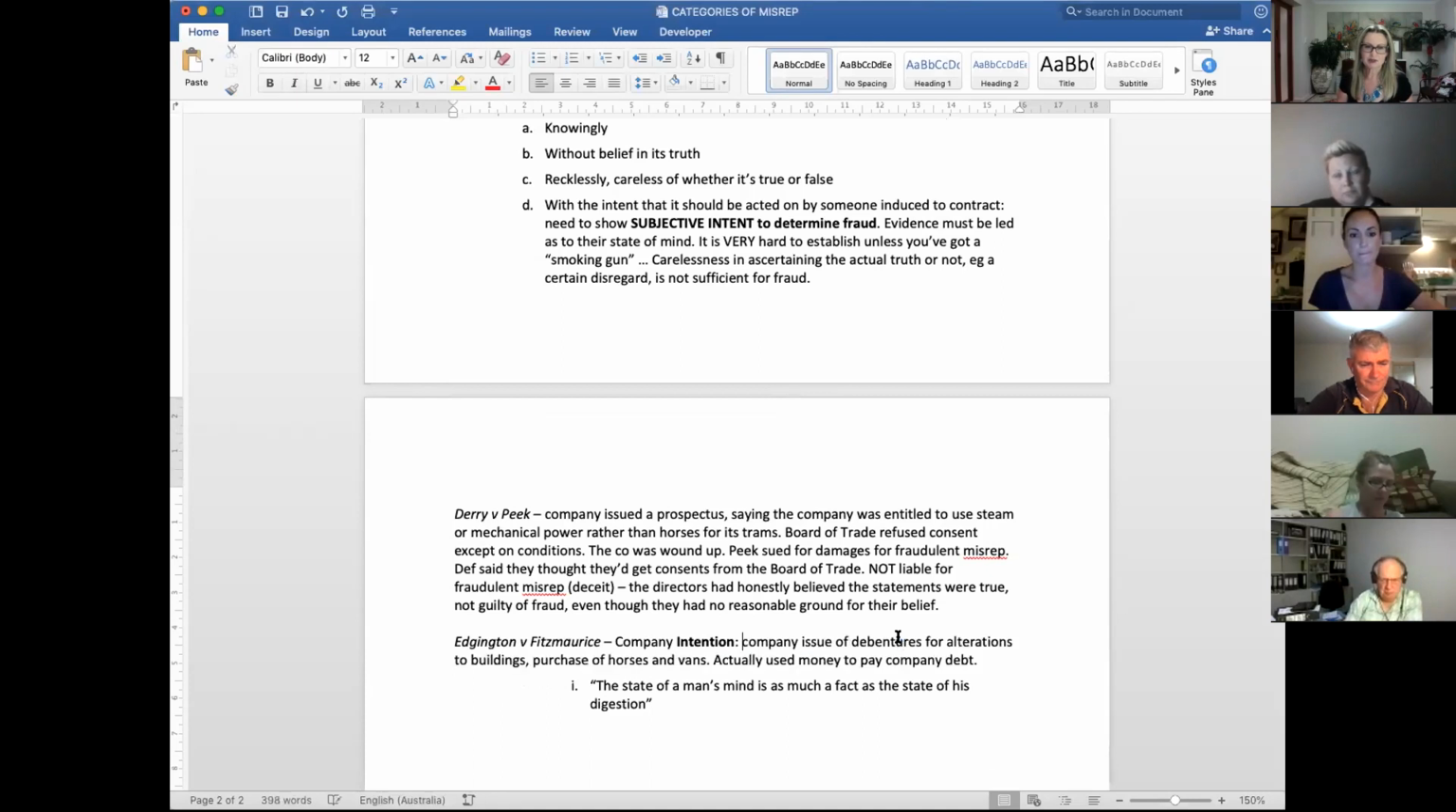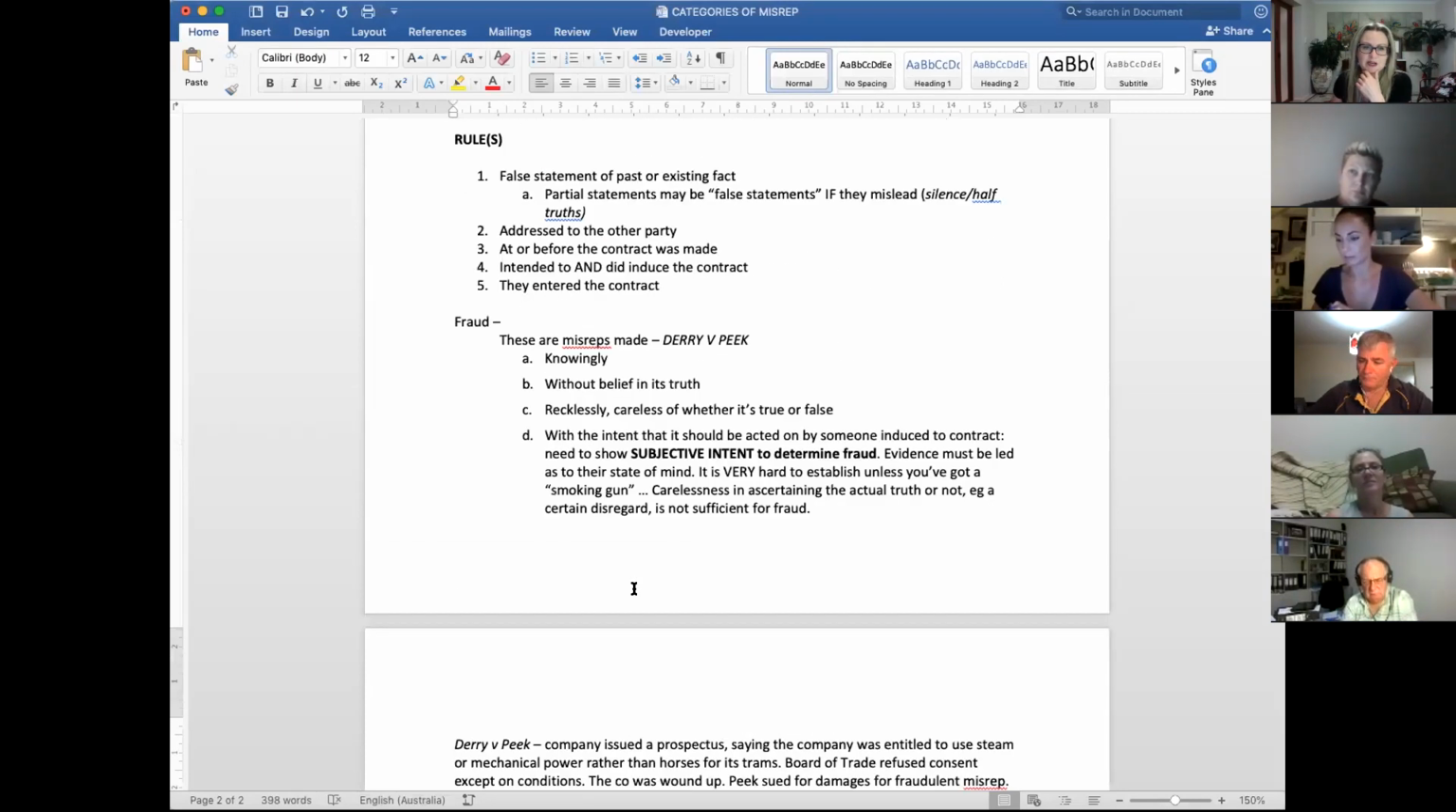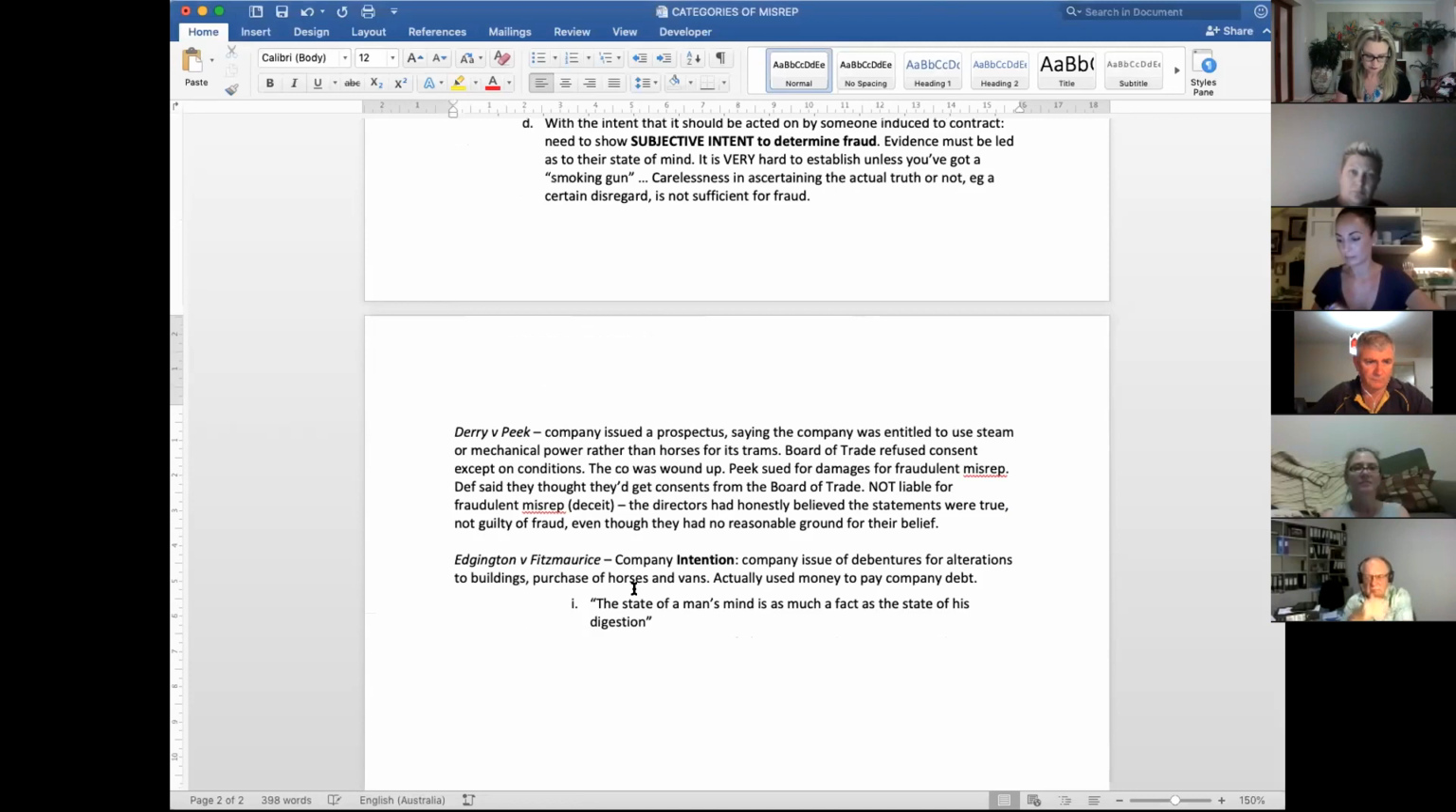The company issued debentures for alterations to buildings, purchases of horses and vans. The money was actually used to pay company debt. And in that case, it could be shown that they never had the intent to use the money for those reasons. They wanted to pay down company debt. Okay? In those circumstances, fraud. So if we go back to our IRAC, what would we be saying?